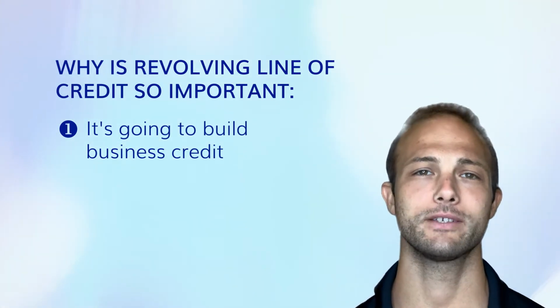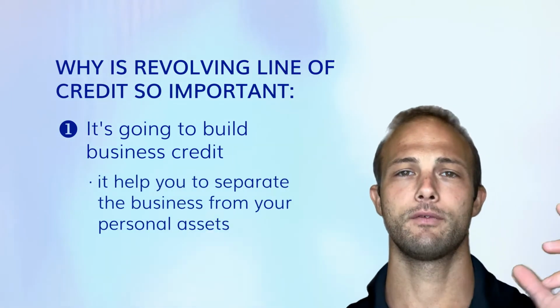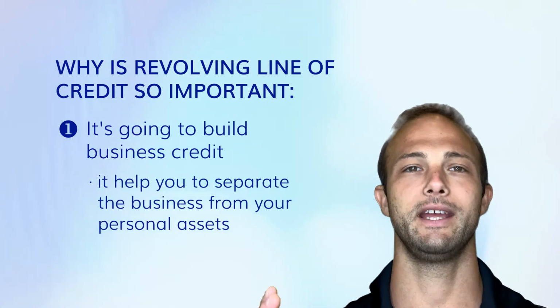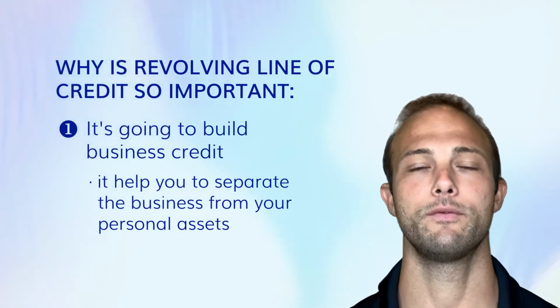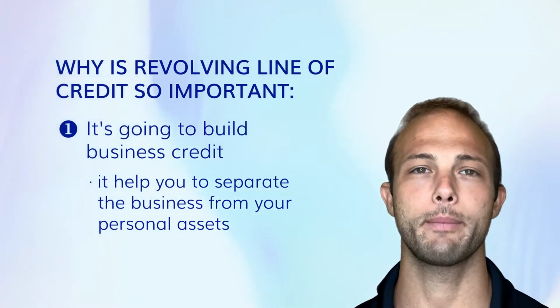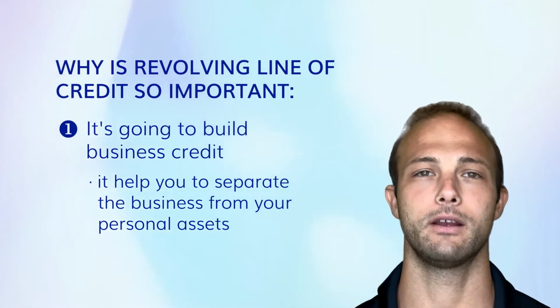Well, when you have business credit, it helps you separate the business from your personal assets, meaning it's not reporting on your personal credit score, it's reporting to your business. So if you go to buy a house or a piece of property, it's not going to show up on your debt to income ratio.